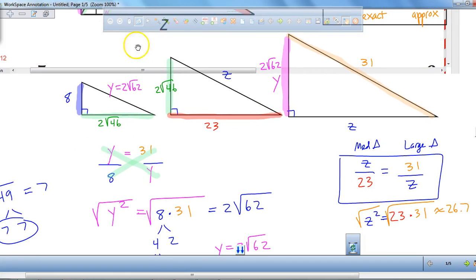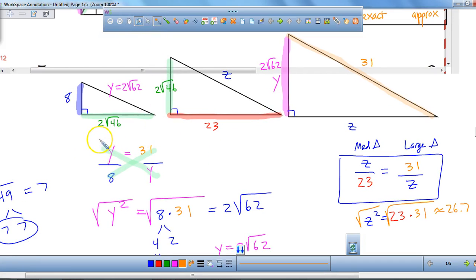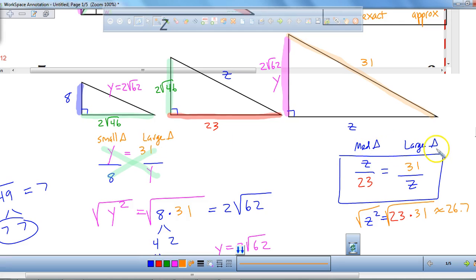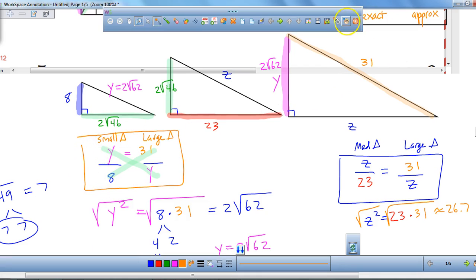So we set up this one, this right here. This is the small triangle right here. We put small to the large. And then lastly, we compared the medium to the large. So here's your proportions that you need to be aware of and put into your journal.